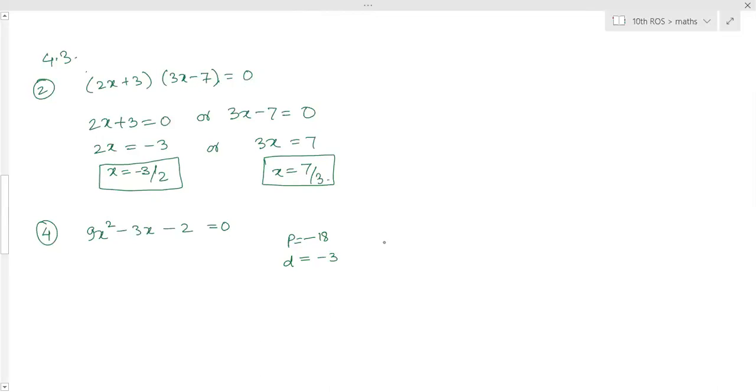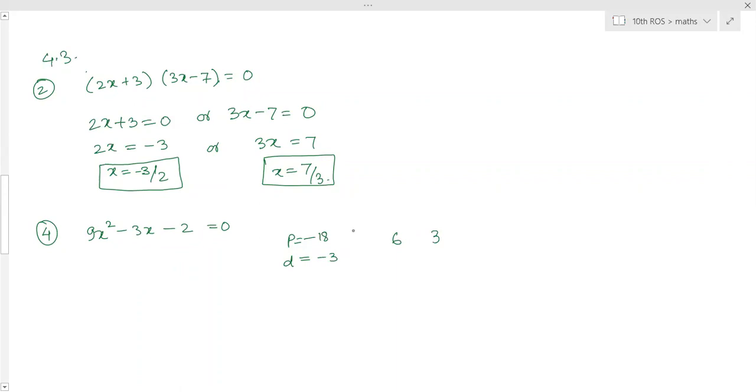Minus 3, minus 6... plus 3. Which one? Minus 6x plus 3x. 6 and 3, the difference is 3. Out of these, the larger number should have the sign of the middle term. So you get 6 and 3: the difference of these two is 3 and the product of these two is 18.